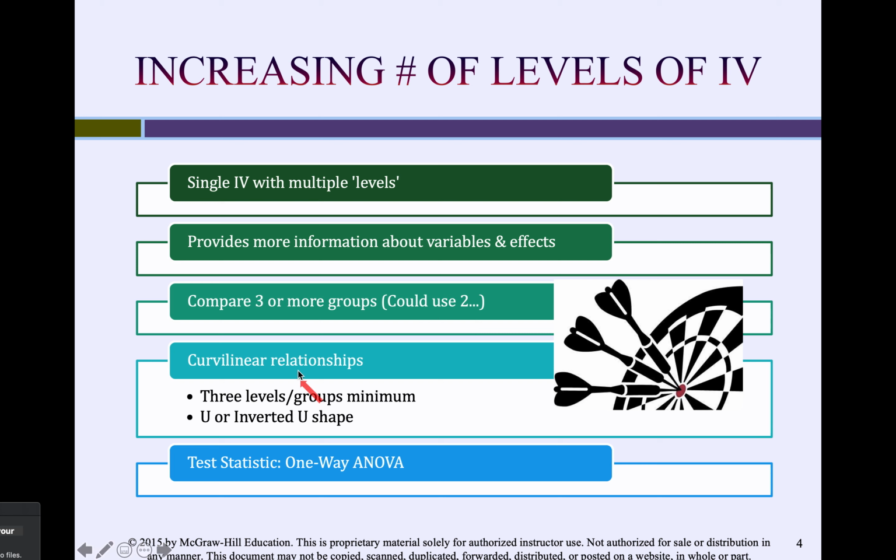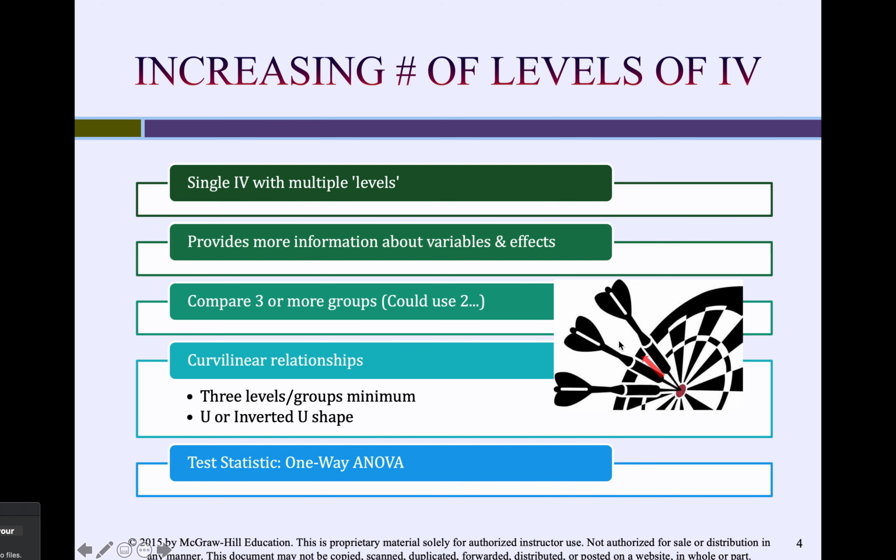Now, because you're adding 3 or more groups, you typically have some type of a curvilinear relationship, or at least that's your goal. When you have 3 levels or groups of a single independent variable at a minimum, you're going to get either a U-shaped or an inverted U-shaped, and in fact, that is, like I said, the goal. We're going to look at that in the next slide, so it'll make more sense in a moment. The test statistic that you use for this particular research design is a one-way ANOVA. A one-way ANOVA is used to compare the difference between 3 or more groups. A little bit more on that later.